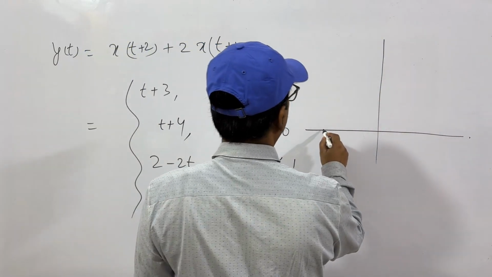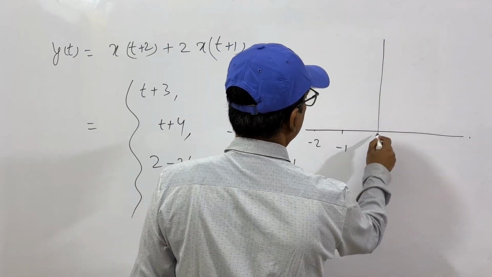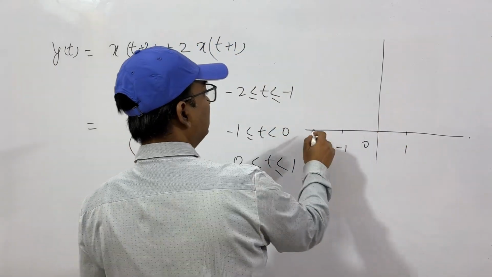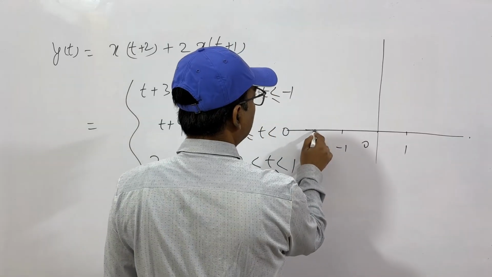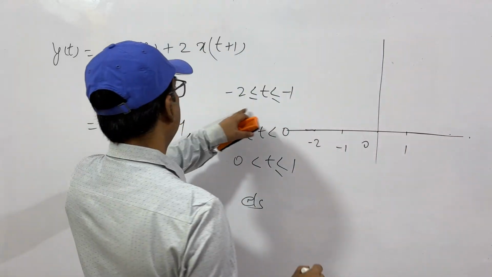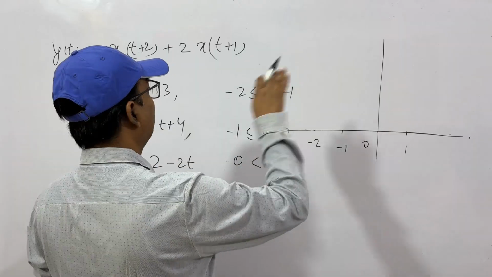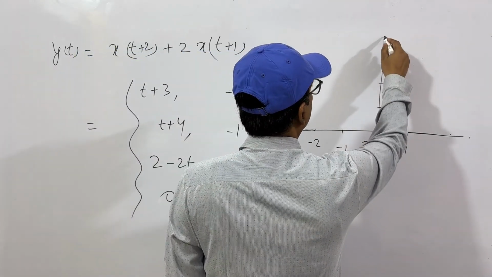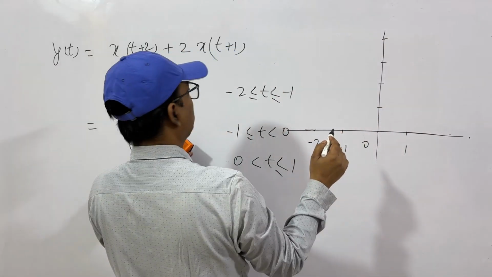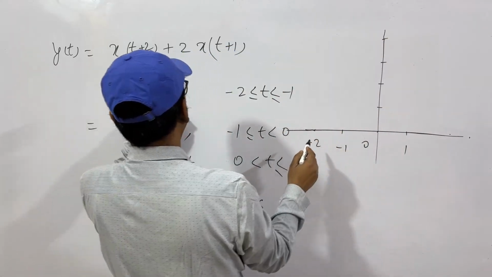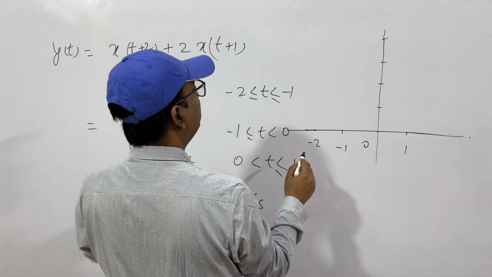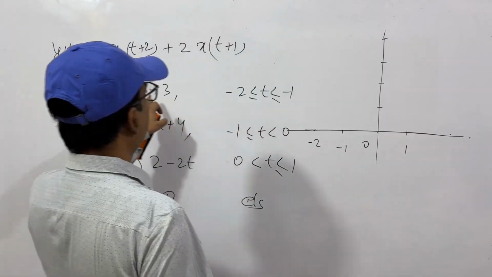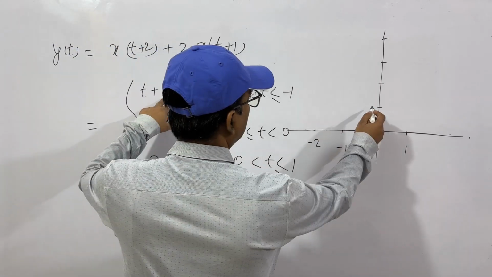From minus 2 to minus 1, then 0, and then up to 1. We have the signal between minus 2 and 1 only, otherwise it is 0. So from minus 2 to minus 1, it is t plus 3. The t means 45 degrees, and it will reach 3. So if it is 1, 2, 3, 4, because we have 4 also. So t plus 3 means this. At t equal to minus 2, this will be 1. So let's say this is 1.